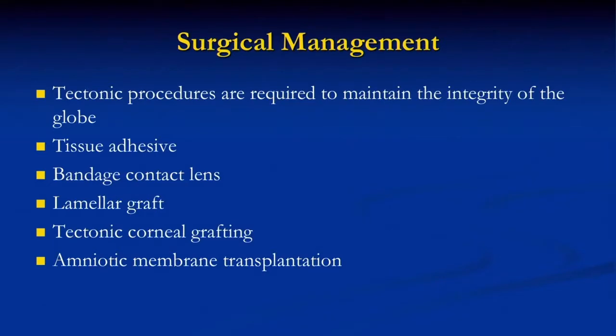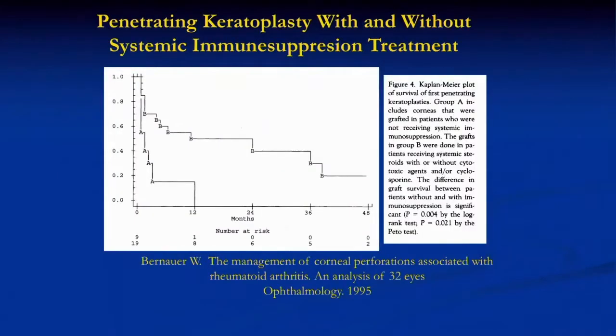We also have the surgical management for acute perforation of these patients, from tectonic procedures, tissue adhesive, bandage contact lenses, lamellar graft, tectonic corneal grafting, amniotic membrane transplantation, and of course our own penetrating keratoplasty. But we have to remember that these patients, if they are not treated with systemic immune suppression treatment, their PK doesn't do well. And as you could see in this Kaplan-Meier curve, the patients who got systemic immune suppression versus the patients who did not get systemic immune suppression, and the survival of their PK.